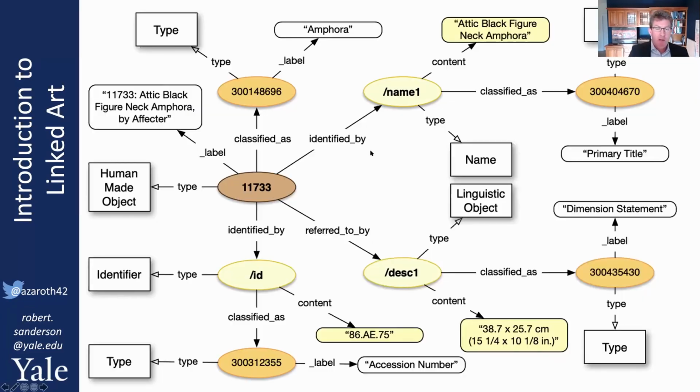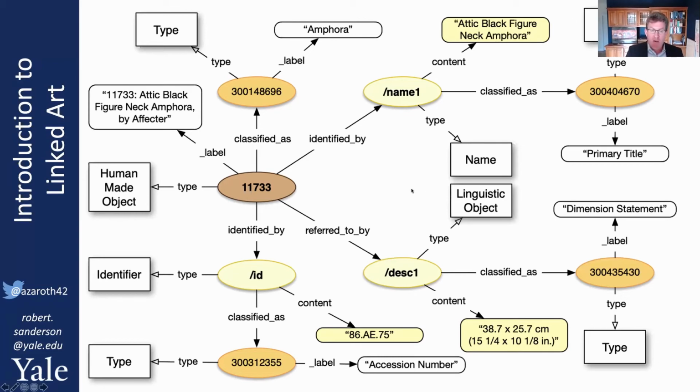Dimensions again follows the same sort of pattern. In this case, the property is referred to by a description, which is a linguistic object. It's classified as a dimension statement. It has some content, which is just the string 38.7 x 25.7 cm, etc., etc.